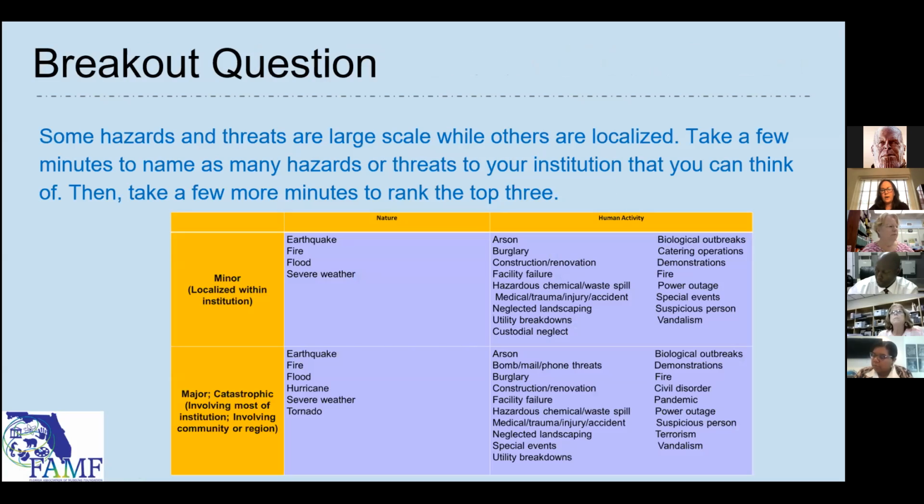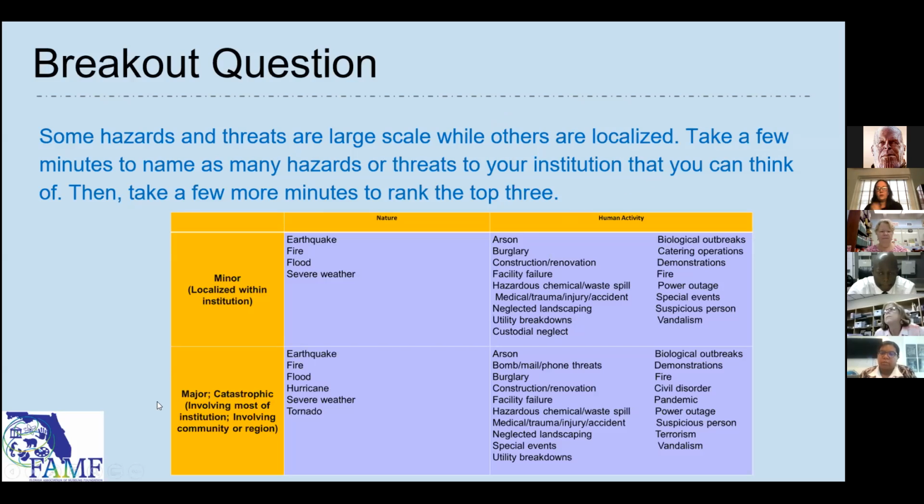All right, so right now we're going to move into a breakout session. Elise, do you want to ask the question or would you like me to? I could do that. So for the breakout session, the question: some hazards and threats are large scale while others are localized, which we discussed in the presentation. So take a few minutes to name as many hazards or threats to your institution that you can think of. Then take a few more minutes to rank the top 3 for your institution.